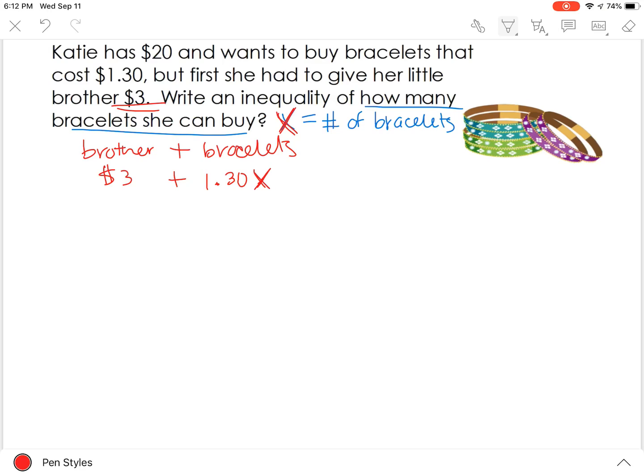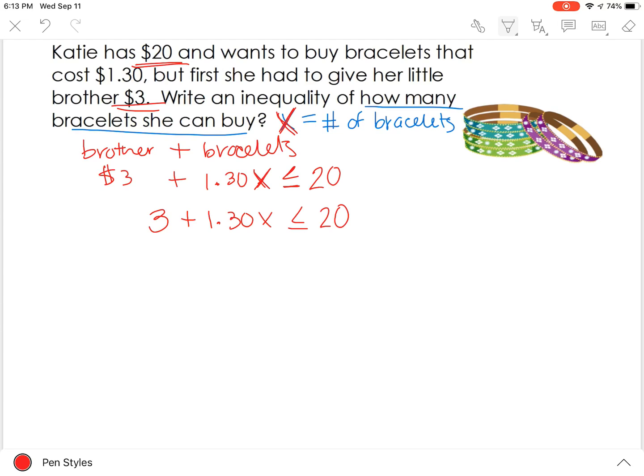Now this amount, right, if we think about it, if Katie has $20, Katie could spend $20, or she could spend anything less than $20. So our inequality is 3 plus $1.30 times X needs to be less than or equal to 20. Right? It can't be greater than because she can't spend $21 because she doesn't have $21. The store is not going to take her IOU. So it's got to be that less than or equal to. It can be equal to because she could spend exactly $20, right?